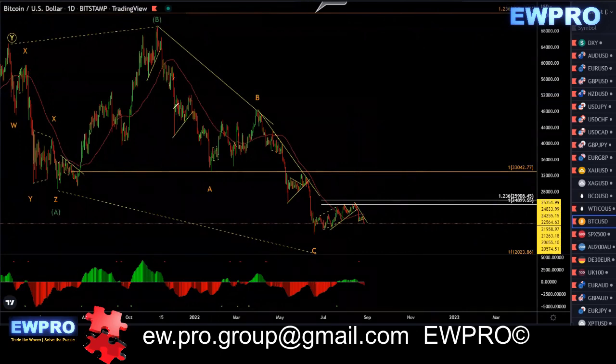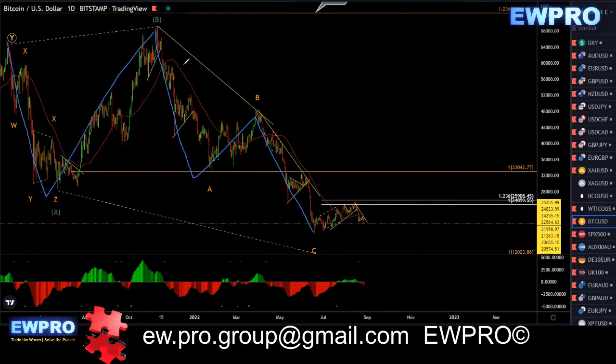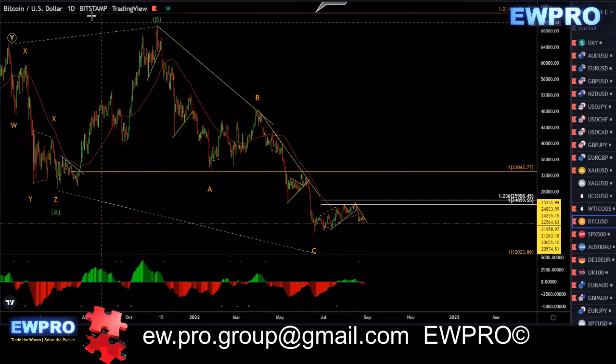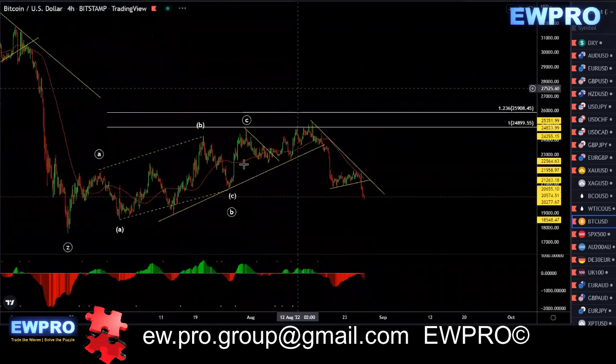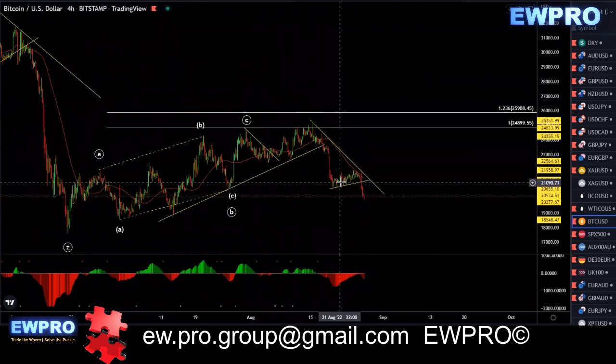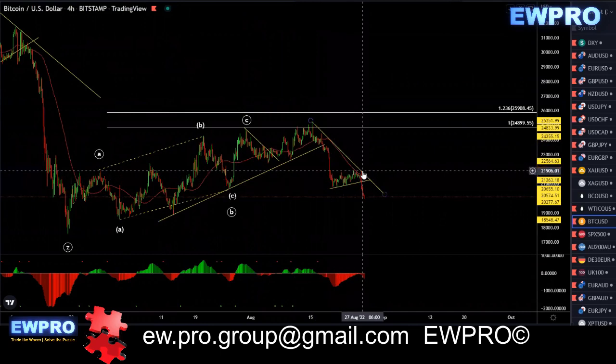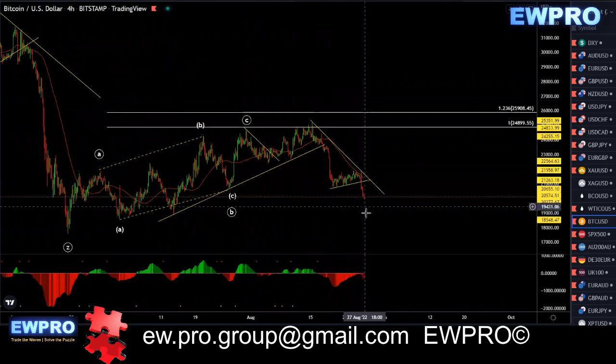So we're looking at this A, B, C, and then on the weekly, an A, B, C on the weekly. I was hoping we'd get a reversal from here, but like I've been saying for weeks and weeks and weeks, this is looking very corrective for downside. Last week it broke out, and then we got more consolidation in here, and it's broken out again.